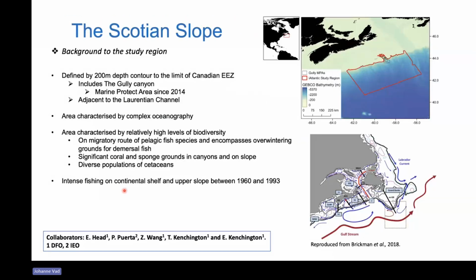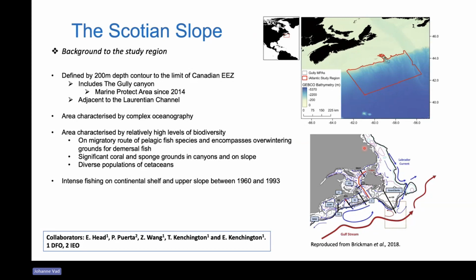So this study region was defined as the 200-meter depth contour to the limit of the Canadian EEZ. It's in red here on the map. And it includes the Gully Canyon, which is a really amazing submarine canyon. It's the largest submarine canyon in the North Atlantic. So it's a really prominent feature on the bathymetry of the region. The other thing to notice for this region is that it's also adjacent to the Laurentian Channel that you can see here again on the bathymetry.